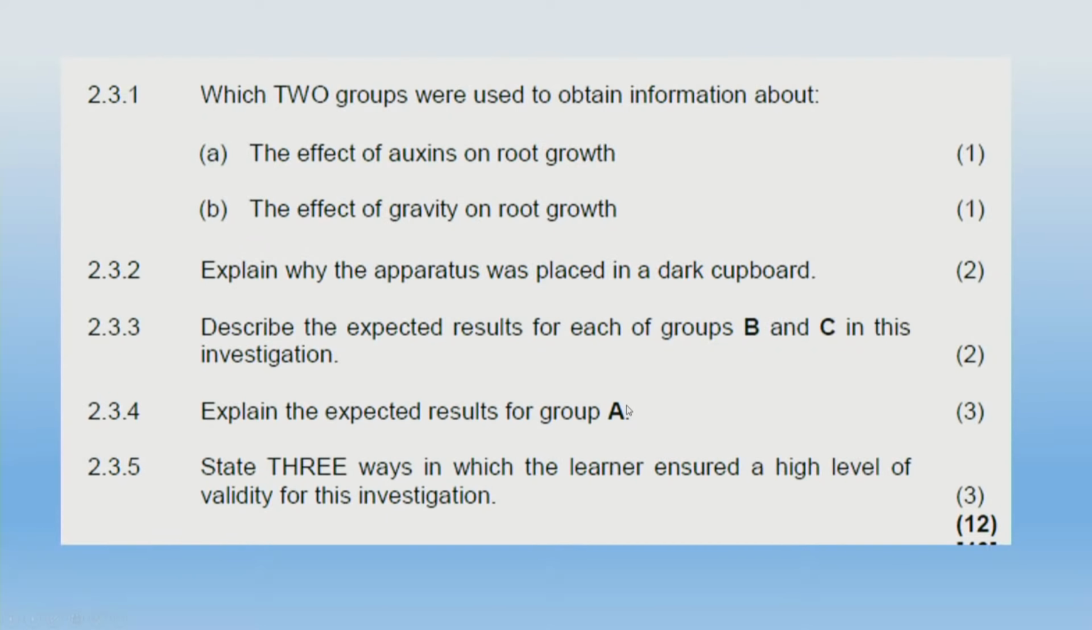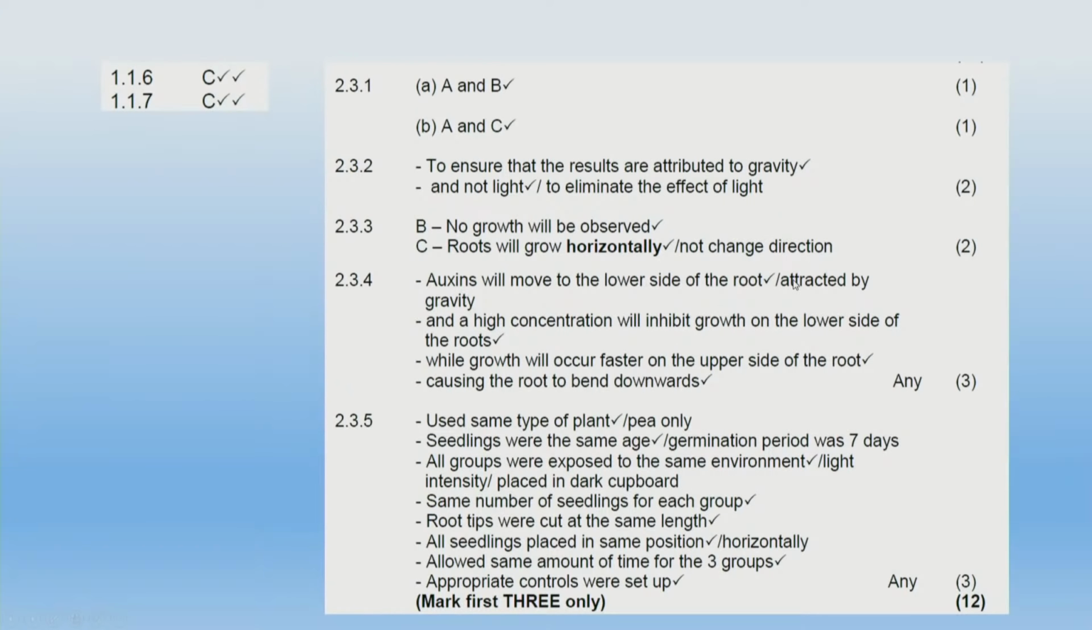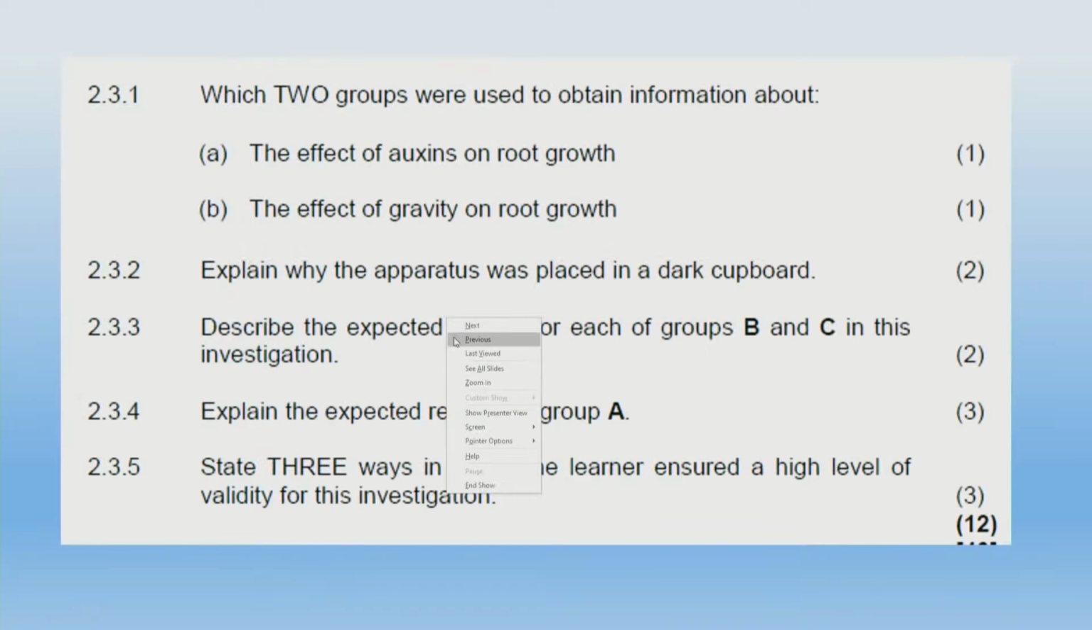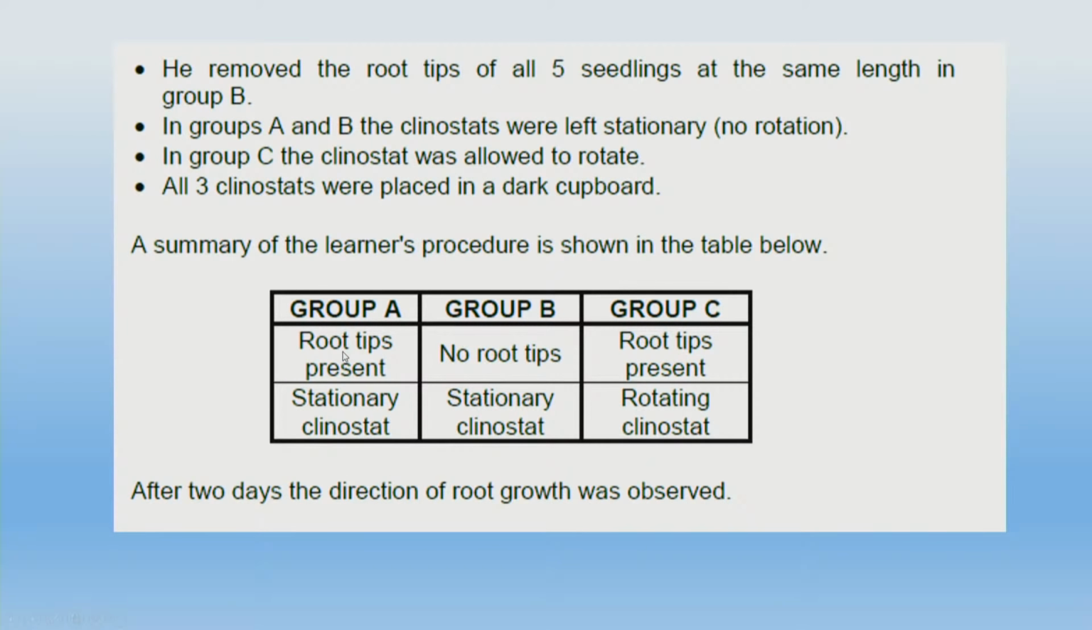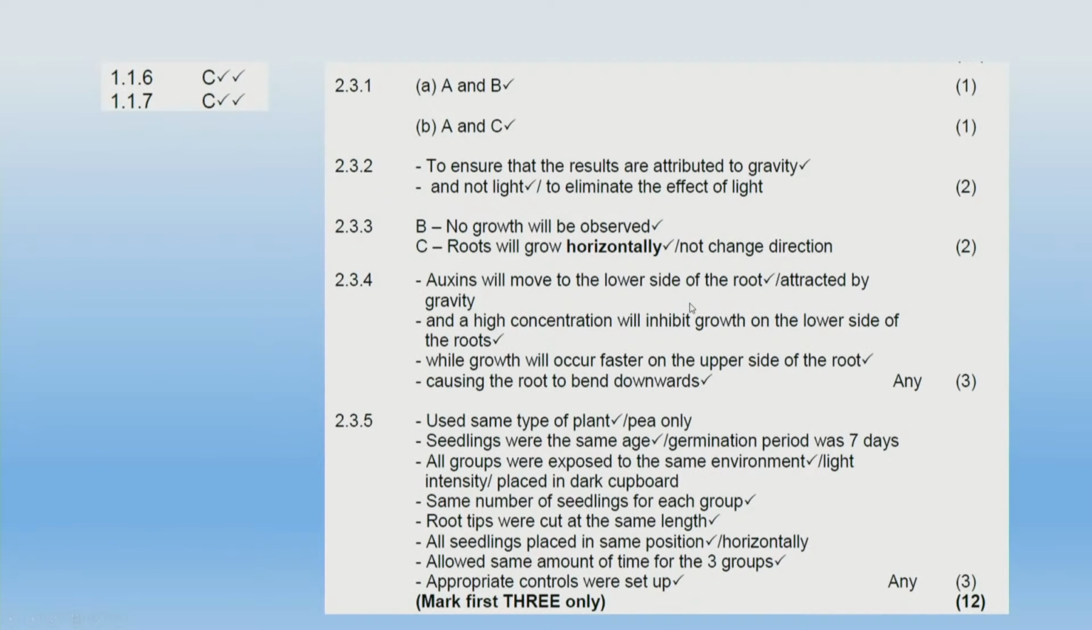And then question 2.3.4, explain the expected results in group A. And then let us go back to group A. Okay, here is group A with roots present and the stationary clinostat. And then what will be the results of this? Let me show you how to answer this question. Question 2.3.4. Remember, root tips are present and the clinostat again, it is also not moving or stationary. So this will be the results.